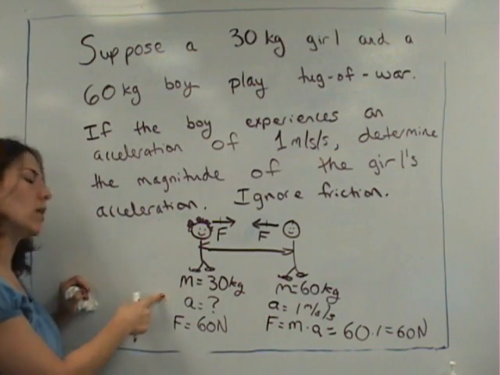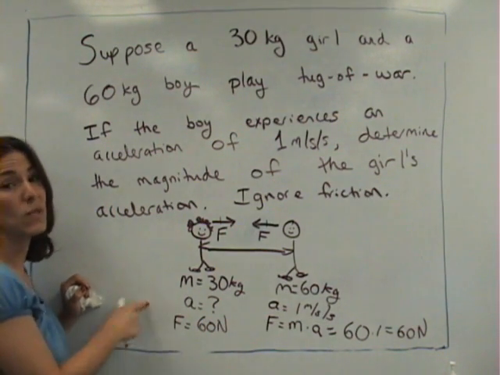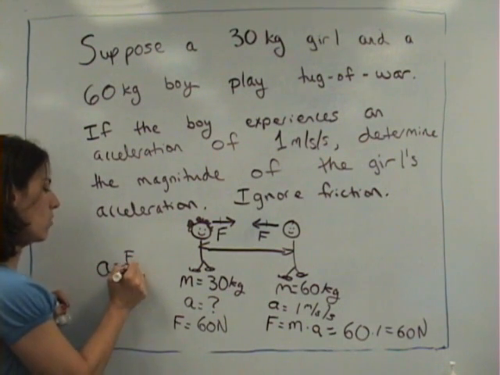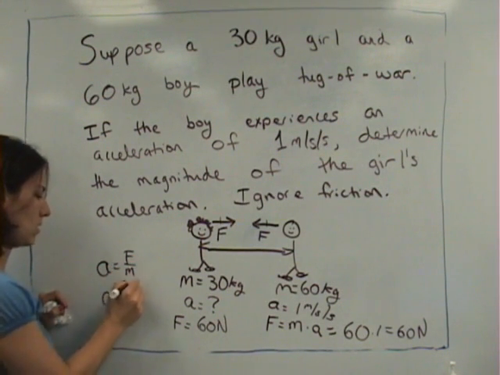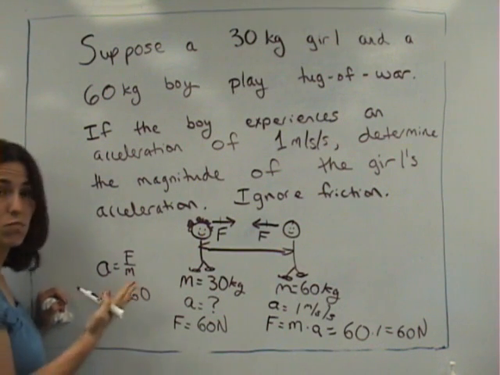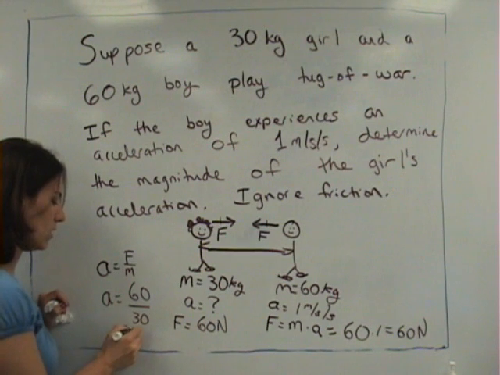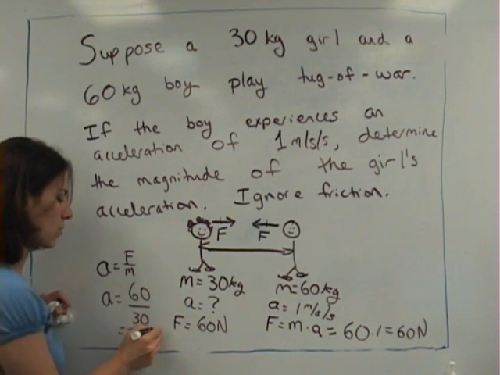And now all I have to do is say, okay, what's the acceleration of the girl? This is when Newton's second law comes in handy. Acceleration is force over mass. So the force on her is 60 newtons, same as on the boy. Her mass is 30, so her acceleration is 2 meters per second.